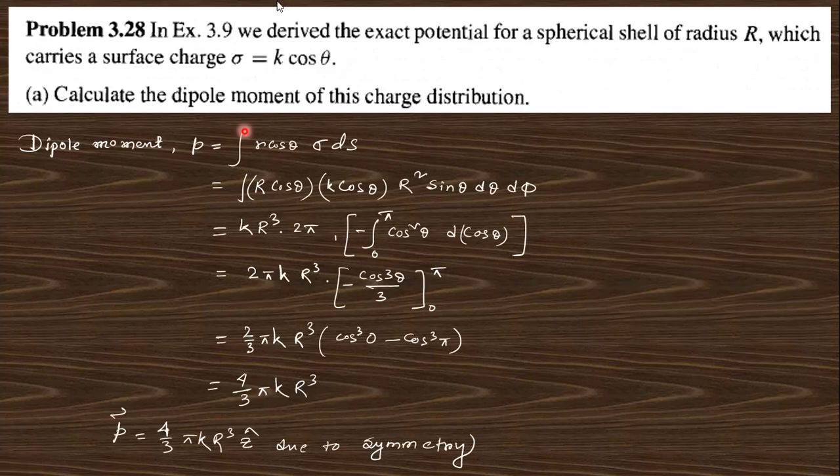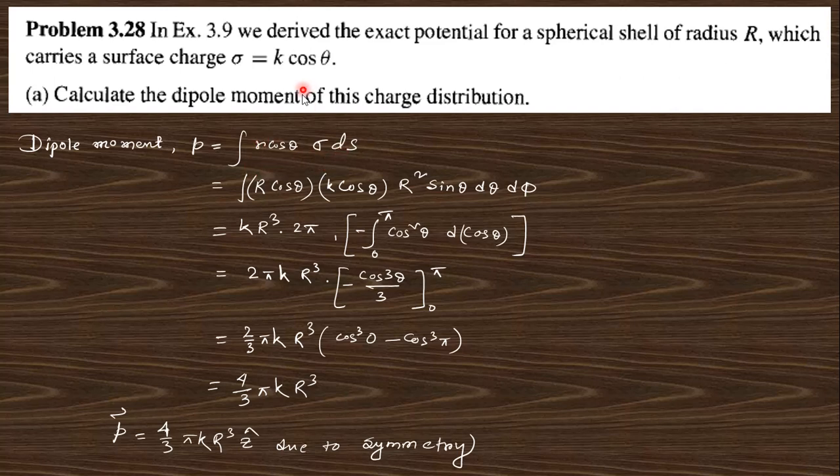Okay, next question. In example 3.9 we derived the exact potential for a spherical shell of radius R which carries this surface charge density. Calculate the dipole moment of this charge distribution. To find this dipole moment, it is r cos theta rho dV, but because the charge is on the surface, rho dV is replaced by sigma dS.